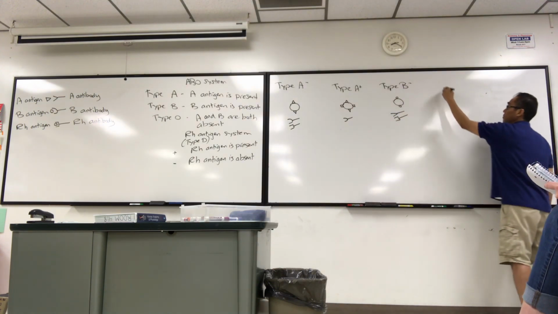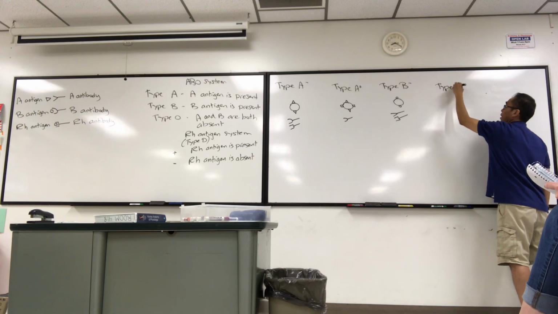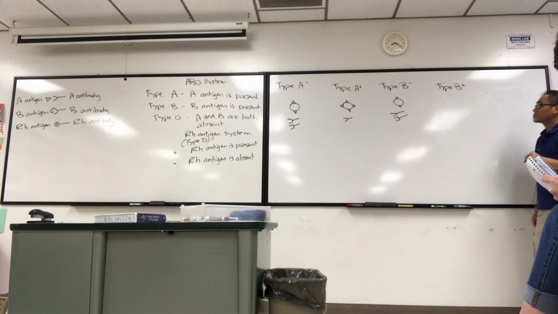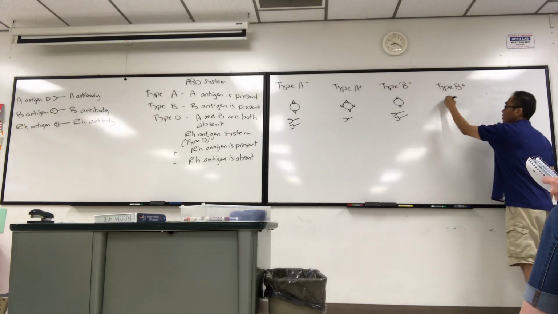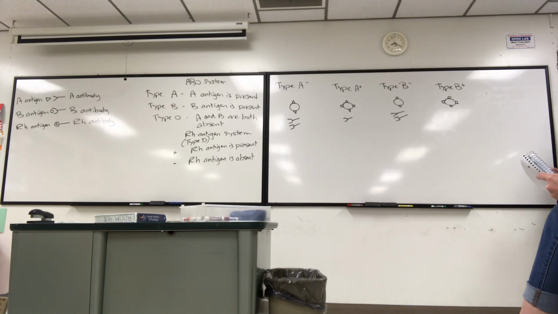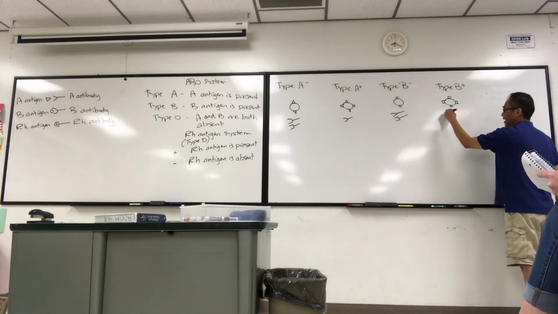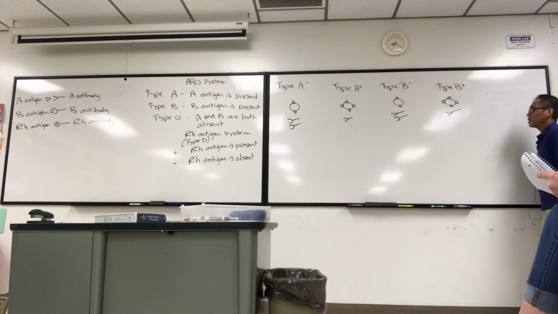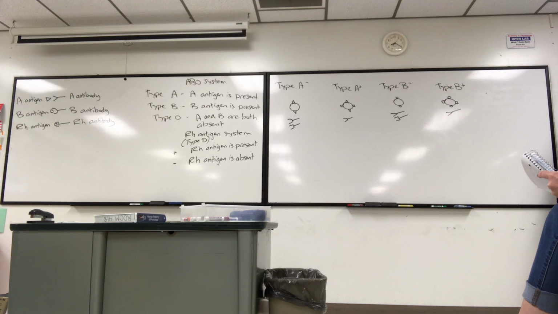Keep going, B positive. They have circles and squares. Keep my shapes straight. They have the B and RH antigens present, and they have the antibody against A.